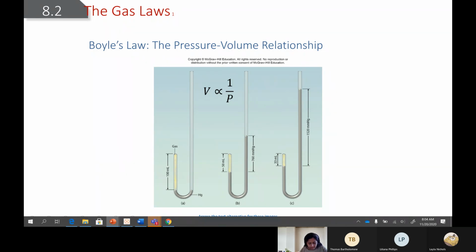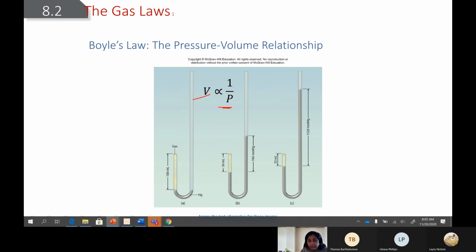Boyle's law says, pressure and volume. Okay, if I would just state it with this equation, the volume of a gas sample is inversely proportional to the pressure of it at constant temperature. So the volume of a gas sample is inversely proportional to the pressure of it.